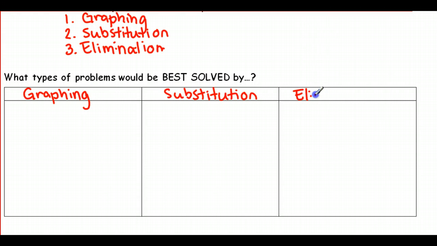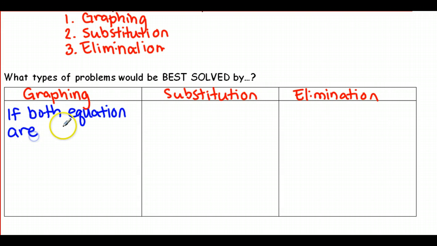Now, if you are given a problem and both equations are in y equals format, you would probably want to use graphing. So let's go ahead and put that down. If both equations are in y equals mx plus b format, or you can say are in slope-intercept form.